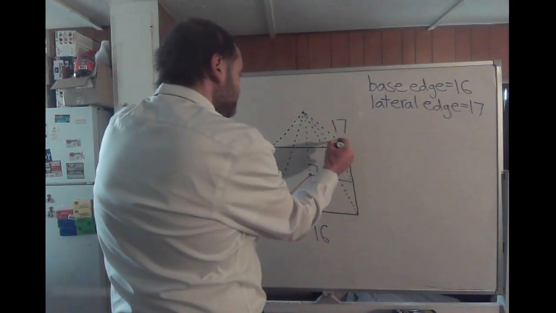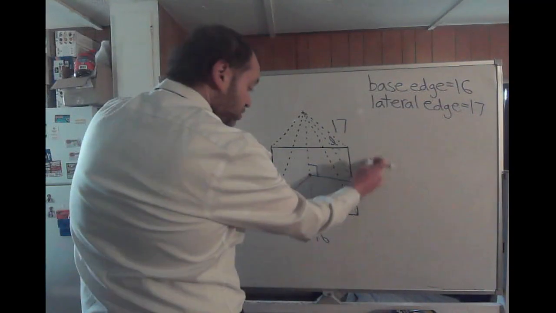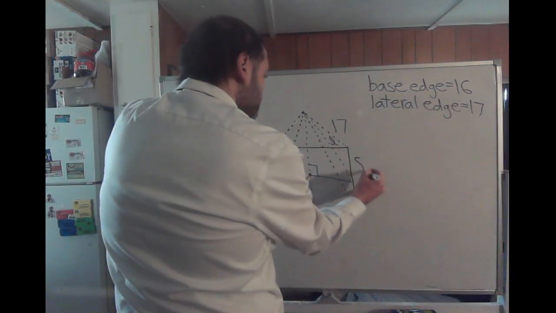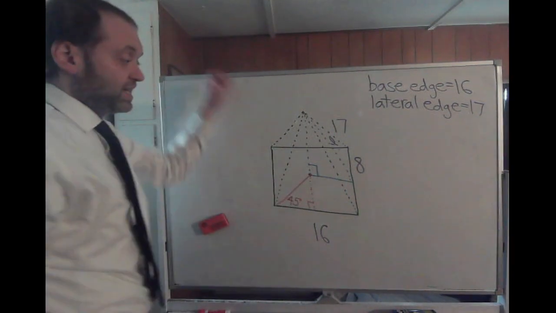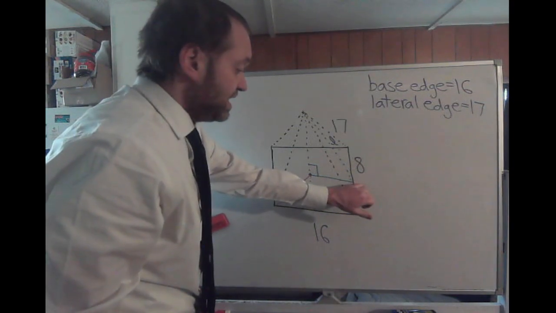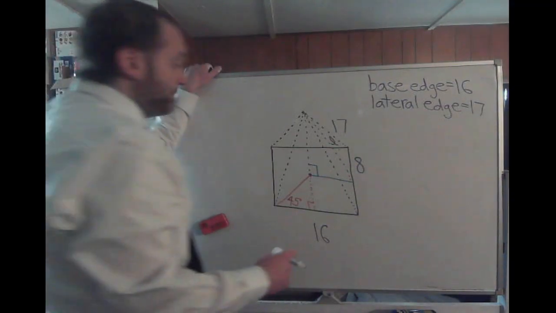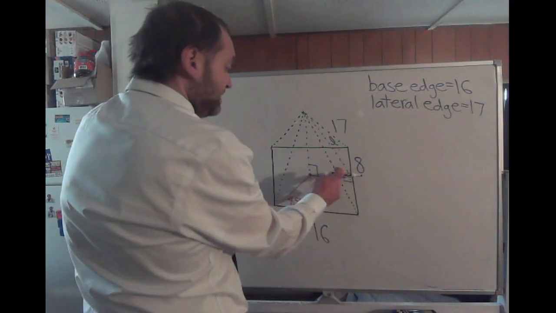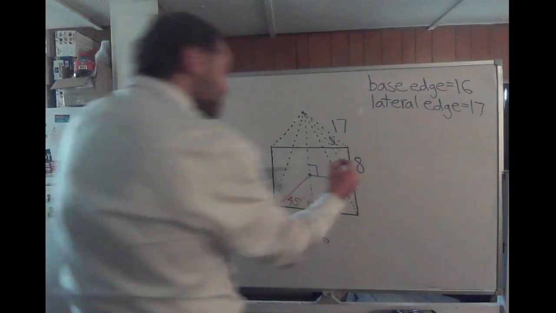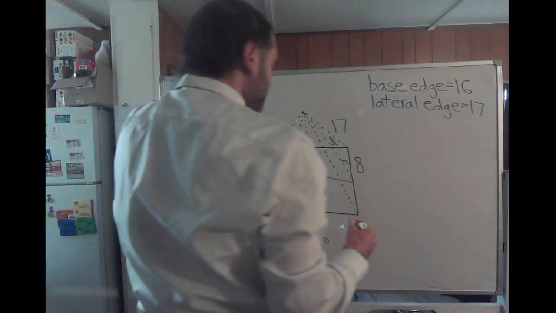Well, of course, we don't know the slant height, but we know that the whole edge of the square is 16, so half of that is going to be 8, since the slant height touches the opposite side from the vertex at the midpoint of the base. So now between the slant height, this half of the base, and the lateral edge, we have another right triangle. So now you can just do Pythagorean theorem.